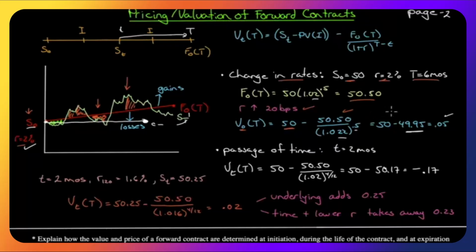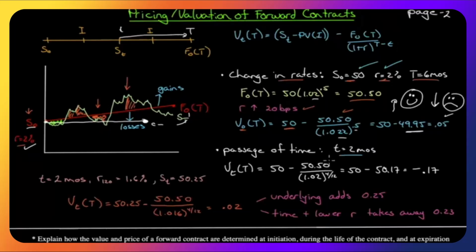Now, if rates going up are good, there's a smiley face, rates going down must be bad. What about the passage of time? Let 2 months go by, and we'll keep everything the same. We'll assume the same interest rate. We'll assume the same spot price, that the price of the underlying hasn't changed and interest rates haven't changed. Just 2 months have gone by.